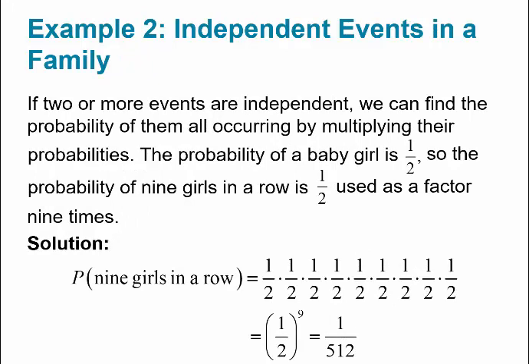If two or more events are independent, we can find the probability of them all occurring, again, just by multiplying. The probability of a baby girl is 1/2. So for example, if I'm going to have 9 kids in a row, what's the probability I get 9 girls in a row? Well, the first is a girl, and the second's a girl, and the third is a girl, and so on. So if I want them all 9 in a row, it'd just be 1/2 times 1/2, all the way, which would just be 1/2 to the 9th power. This probability would actually just be 1 out of 512. It's a really small probability that if I have 9 kids, they will all be girls.